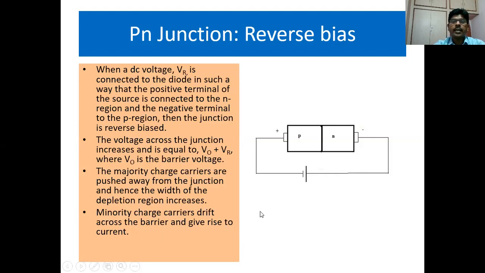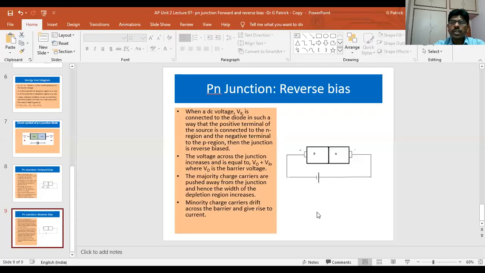So once again we know that in P region holes are majority charge carriers and in N region electrons are majority charge carriers. Because of this potential which is applied over here, the majority charge carriers will move away from the junction. There will be a small amount of current that will flow across the junction, that is due to minority charge carriers. So we have seen what is a PN junction, how a PN junction is formed, and then what is forward bias and what is reverse bias in this lecture.